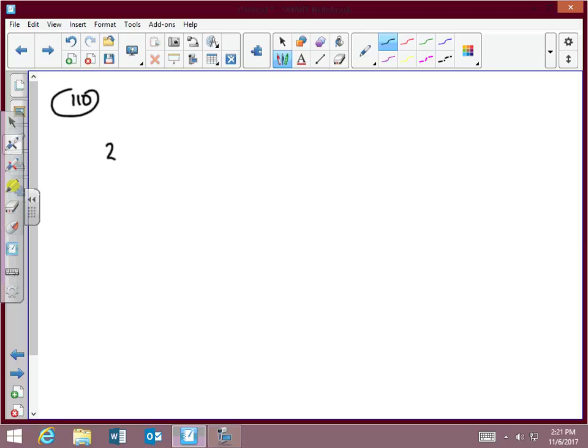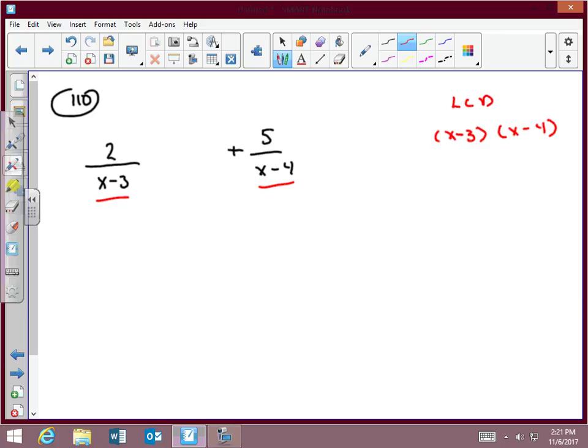And it says 2 over x minus 3 plus 5 over x minus 4. Now notice both those denominators are prime factored. So the least common denominator, you look at this denominator and it has to have an x minus 3. You look at this one, it has to have an x minus 4. So that's the denominator. Now you look at this denominator, you compare it to the least common, and it lacks a what? X minus 4.